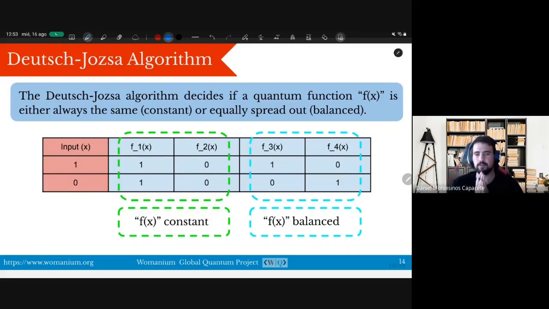So the problem is, if we have a function and we don't know which type of function it is, whether it is constant or balanced, we want to find a way of knowing if the function is constant, or if the function is balanced. So this is the problem we want to solve, right?